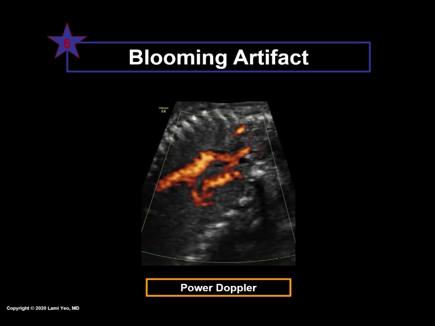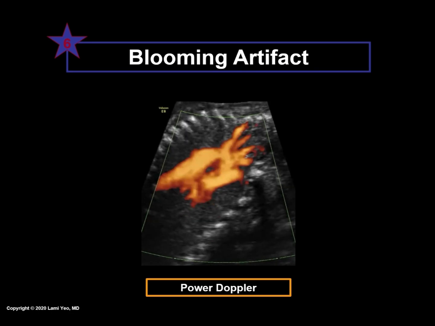Can power Doppler also show a blooming artifact? Yes. In fact, blooming can be especially pronounced with power Doppler because it is more sensitive than color Doppler to detect flow. Therefore, it is important to reduce the gain.